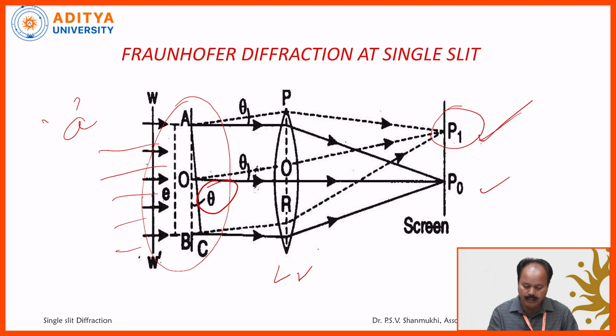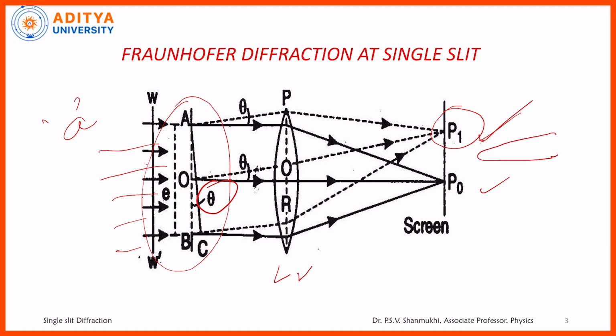Anyhow, on the screen at P1, what kind of intensity pattern do we get? Do we get the maximum intensity or minimum intensity? As per the definition, when light passes through a slit whose width is comparable to the wavelength of light, the transmitted light will produce alternate maxima and minima. There is a central maximum, next first order maximum, second order, third order, and so on. On the left side also, first order, second order, like that we get. On the screen, the intensity is distributed like this.